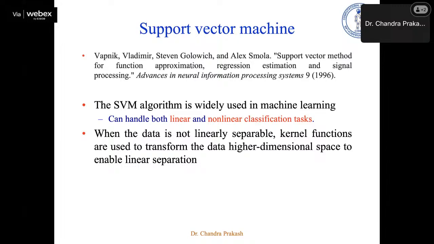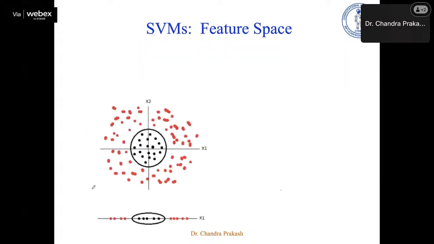Now, this SVM is widely used in machine learning because it can handle both linear as well as non-linear classification tasks. And the idea over here is to come up with a boundary so that we can easily segregate the different classes, right? So when the data is not linearly separable, we come up with some kernel function. So what happened over here? Let's say this problem is there. This particular data set is given to you.